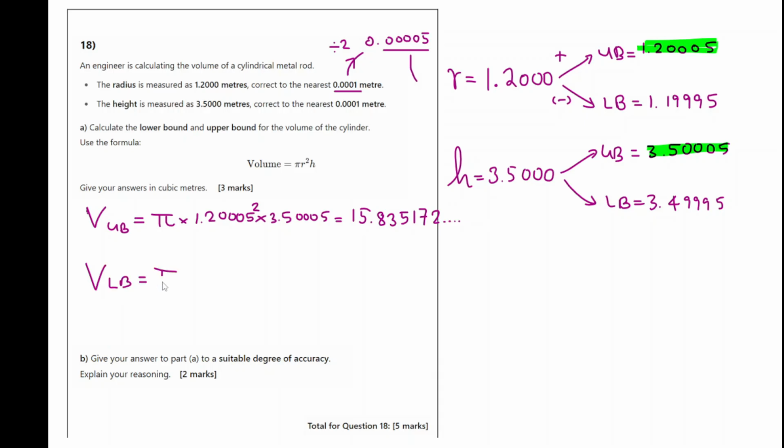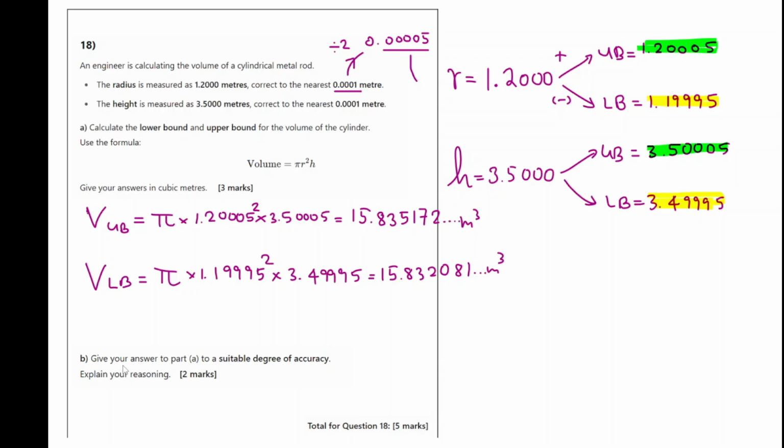For the lower bound, I need to get the lowest radius, which is this one, and the lowest height, which is this one, and just substitute. So times by 1.19995 squared multiplied by 3.49995. So here I get 15.832081... Right. So that's in cubic meters. Part B.